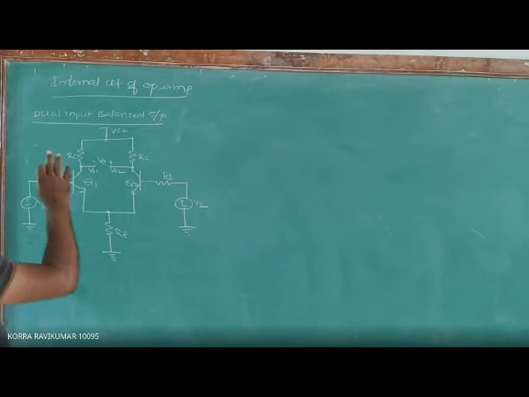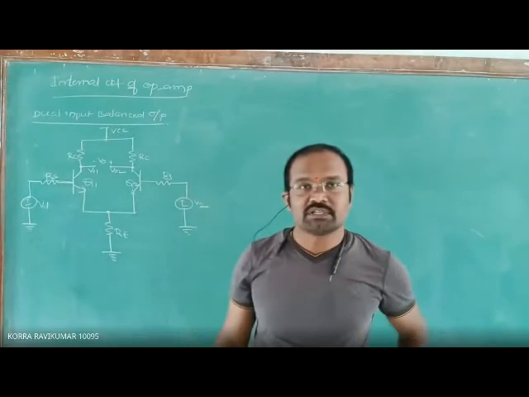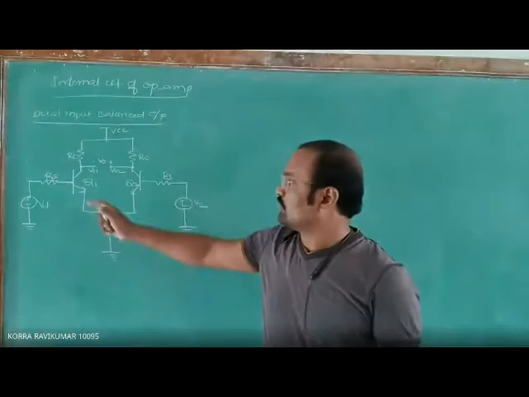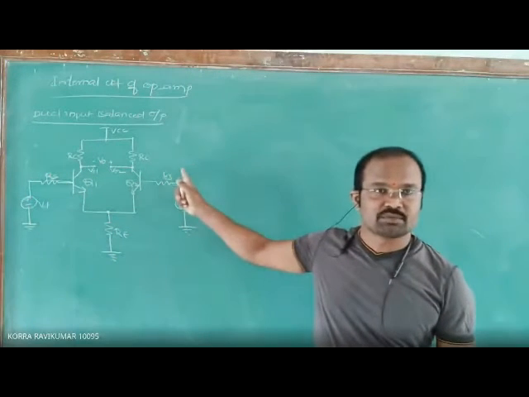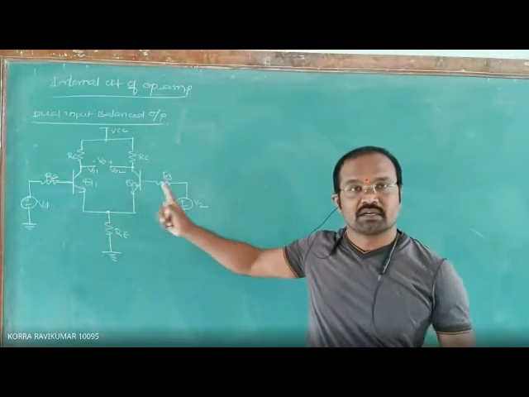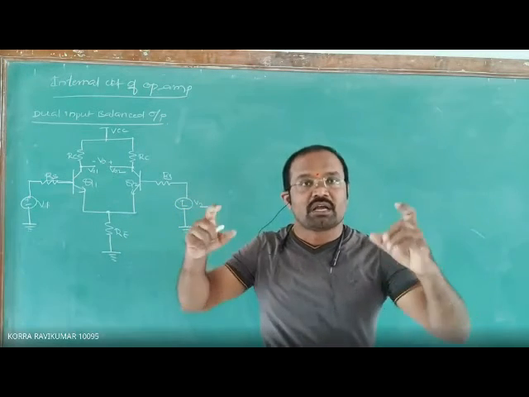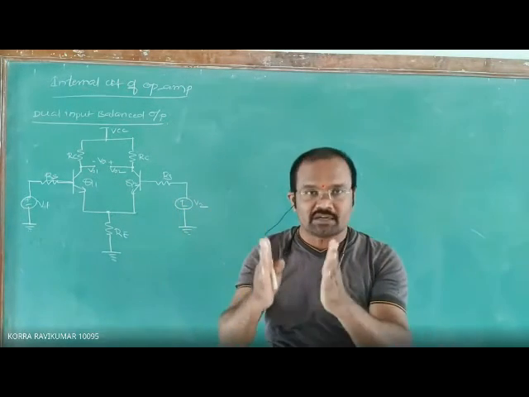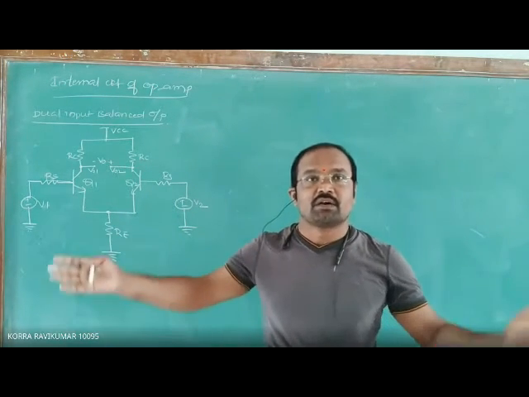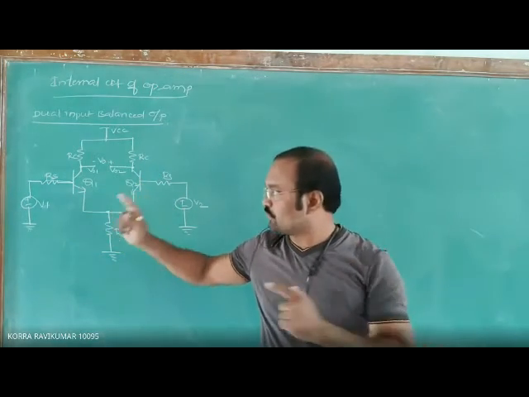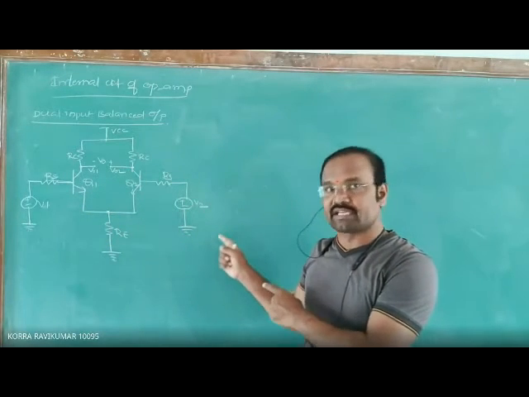So in the dual input balanced output circuit, we apply the input signal to both the transistors. We apply the input signal to the first NPN transistor, and also we apply this input signal to the second NPN transistor. The input is applied to both the transistors at a time, and at the same time we take the output from the first transistor as well as from the second transistor. Means whatever signal we apply at the first transistor, the same signal will be applied as the input to the second transistor.